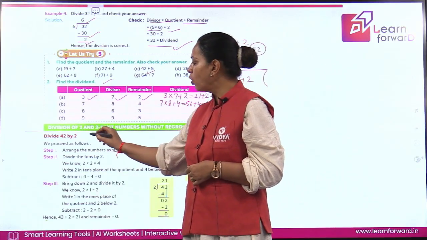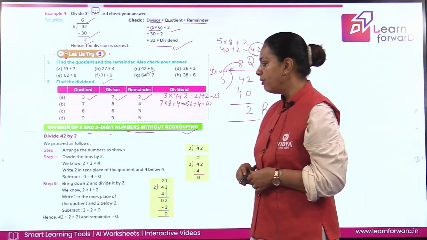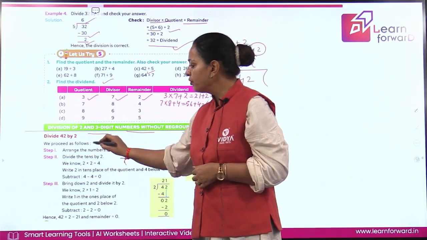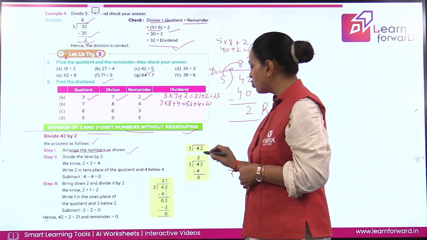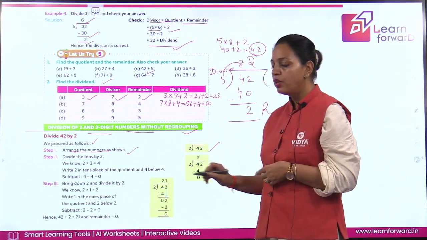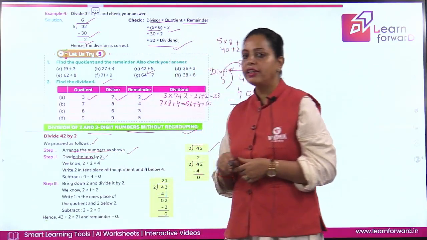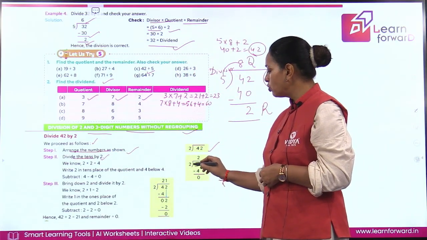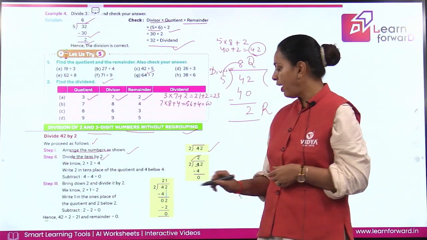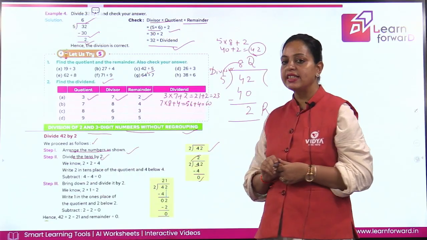Now division of 2 and 3 digit numbers without regrouping. See, divide 42 by 2. So we proceed as follows. Step 1, arrange the numbers as shown. First of all, हम numbers को arrange करेंगे like 42 and 2 outside. Now step 2, divide the tens by 2. So here we have 4. So divided by 2, 2 2s are 4. Okay, we will write 4 below 4. Okay, then minus कर देंगे, that is 0.